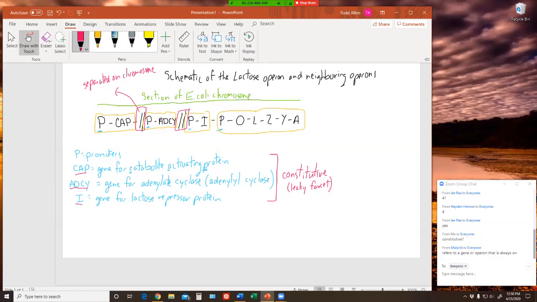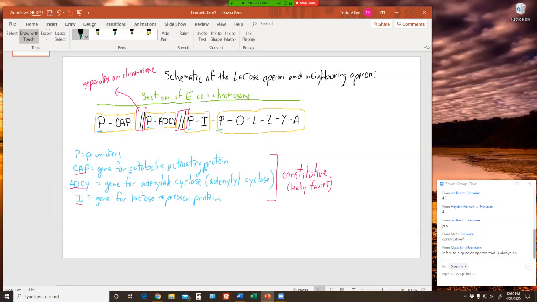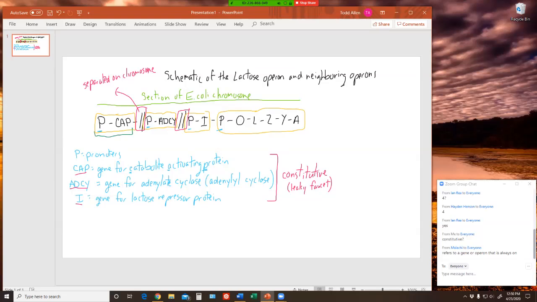Let me get another color here. Okay, so from here to here, we have the cap operon. From here to here, we have the ADCY operon. From here to here, we have the lac repressor operon. And from here to here, we have the lactose operon.